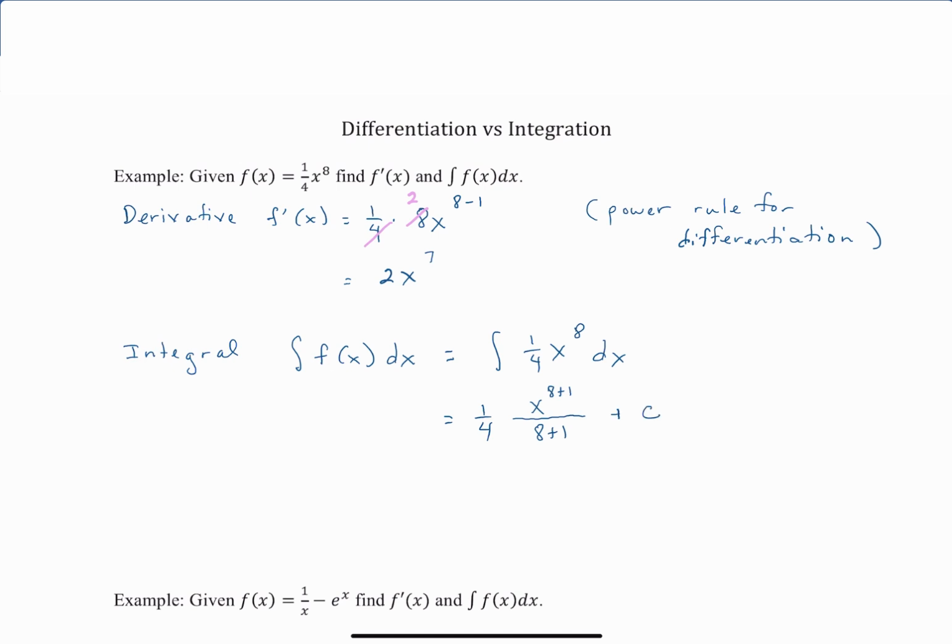Simplifying then, down in the denominator we have 4 times 9, which is 36. Up top I have x to the 9th, and I have my plus c. And of course, if you wanted to, you could write that as 1/36 times x to the 9th plus c. Either of those two answers is just fine. Again, I used the integral of a power function rule.